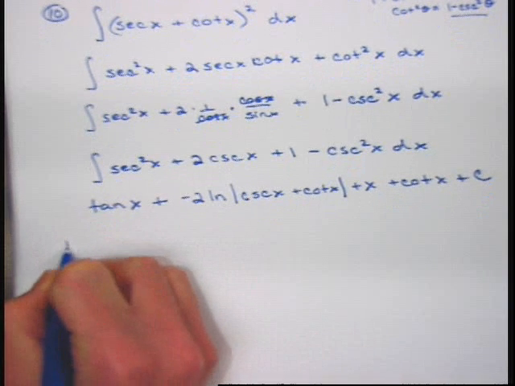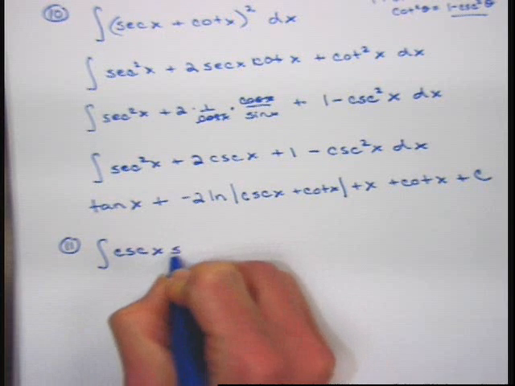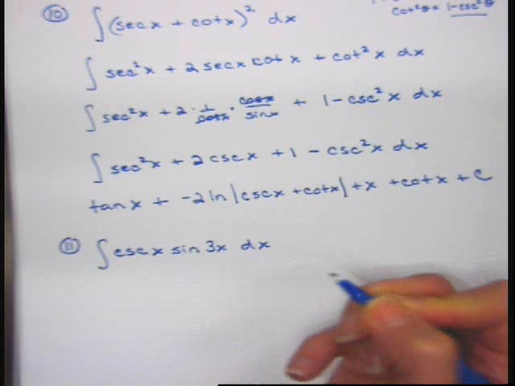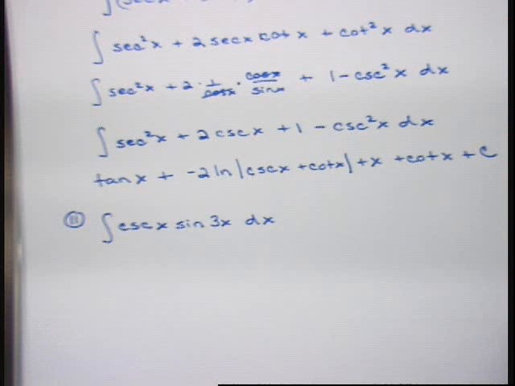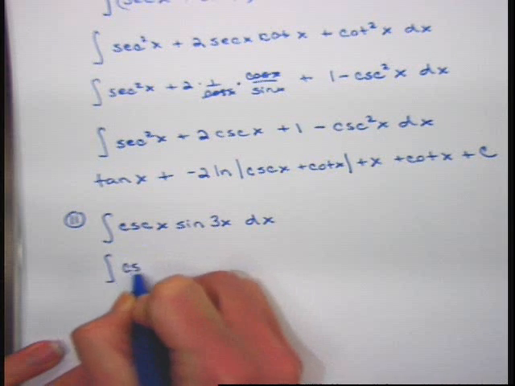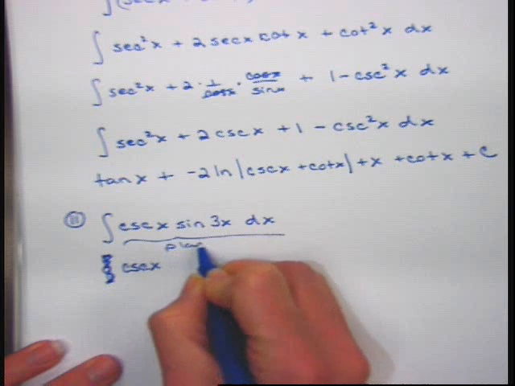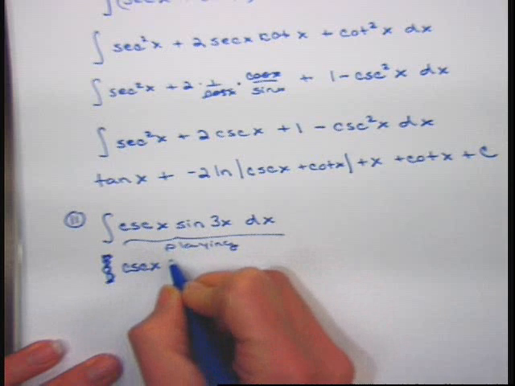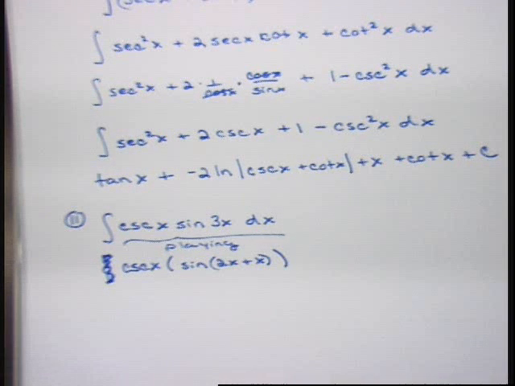Let's try another one of these with the trig identities. The antiderivative of the cosecant of x times the sine of 3x dx. What you want to do on this one, when you see that sine 3x, is use the sum formula for sine. So you want to break up 3x to be like 2x plus x. I'm not going to write the symbol each time, so I'm just going to be playing with this. So I'm going to do cosecant x times the sine of 2x plus x, instead of sine 3x.